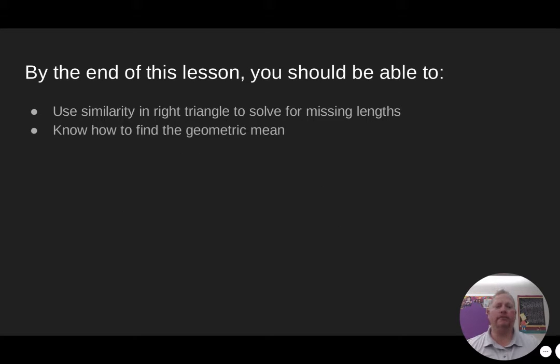By the end of this lesson, you should be able to use similarity in a right triangle to solve for missing lengths. You should also be able to find the geometric mean. So let's talk about similarity in a right triangle.